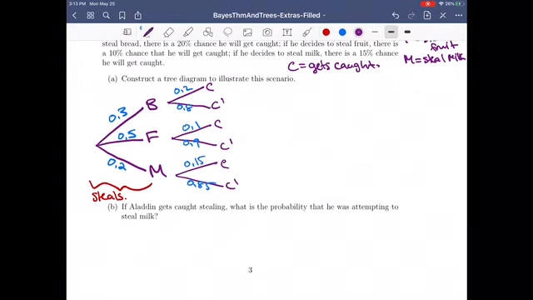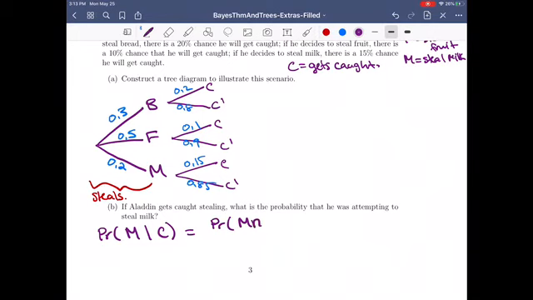Now, if Aladdin gets caught stealing, what's the probability he wanted to steal milk? So this is the probability of M given that he got caught. So that's the probability of M and C over the probability of C. Okay, so M and C is just this branch here, but C is 3 different branches. Okay, so we want to add up all those branches.